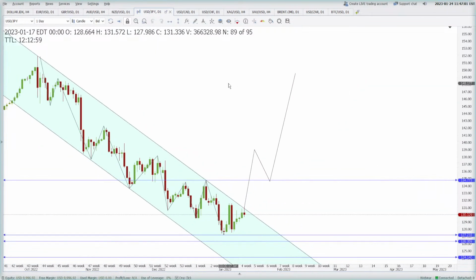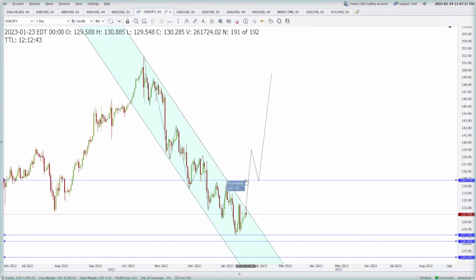USD JPY, the channel is acting as a resistance right now, but if it starts going up from this channel, we will be expecting 134.77. On the lower side, we will be expecting 127.21 to be tested in this market. A break of 134.77 will open the way to the high of this candle, which is 138.70.